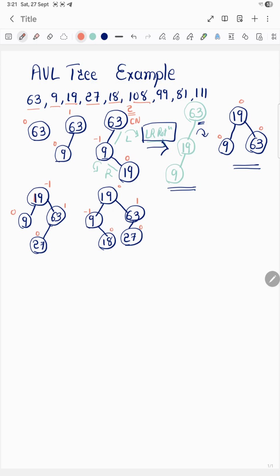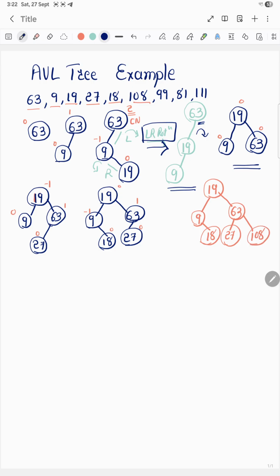So the next element is 108. I need to add 108, and as you know, 108 is higher than 19, greater than 63, so I can make it the right child of 63. So what I'll have is 19, then 9, 18, 63, 27 and 108. Till now we don't face any issue, right?